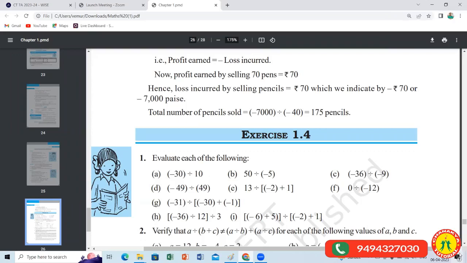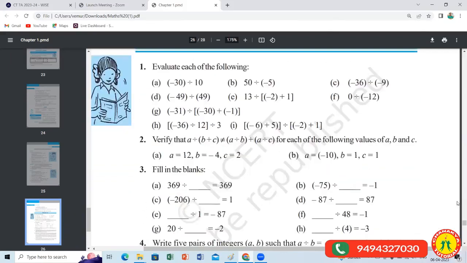Go with I bit. Anubhav, please explain. Yes, ma'am. I bit. Minus 6 plus 5, it will be minus 1. And then divided by minus 2 plus 1, it is also negative 1. So, ma'am, negative 1 divided by negative 1, it will be positive 1. Very good, Nana. Very good. Is it correct, Anubhav?